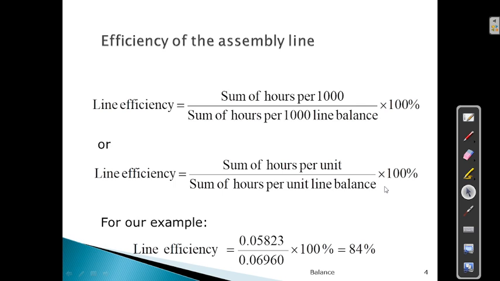Then the line efficiency. How can we calculate the line efficiency? Sum of hours per unit divided by sum of hours per unit balanced, with the 100%. For example, if the sum of hours per unit is 0.055823 and sum of hours per unit line balanced is 0.06960, we can get 84% line efficiency.